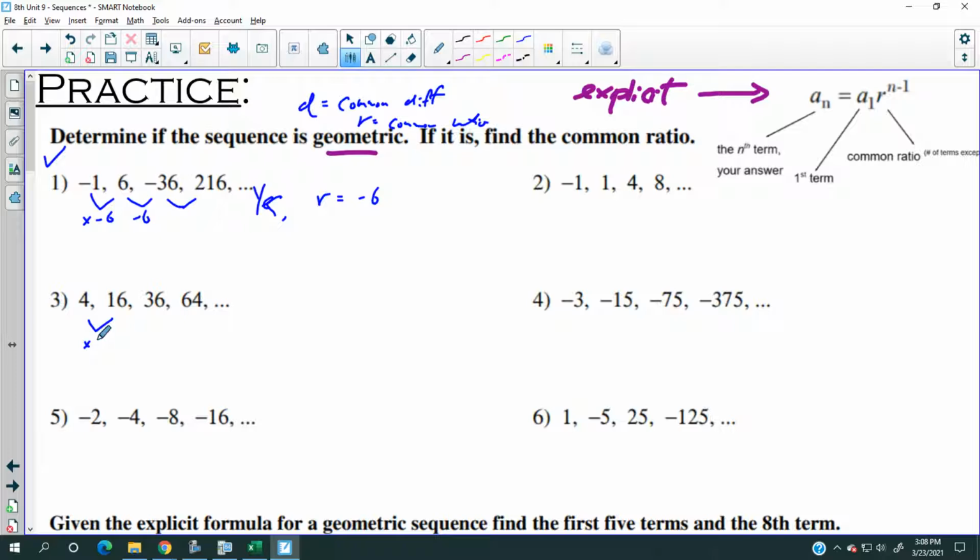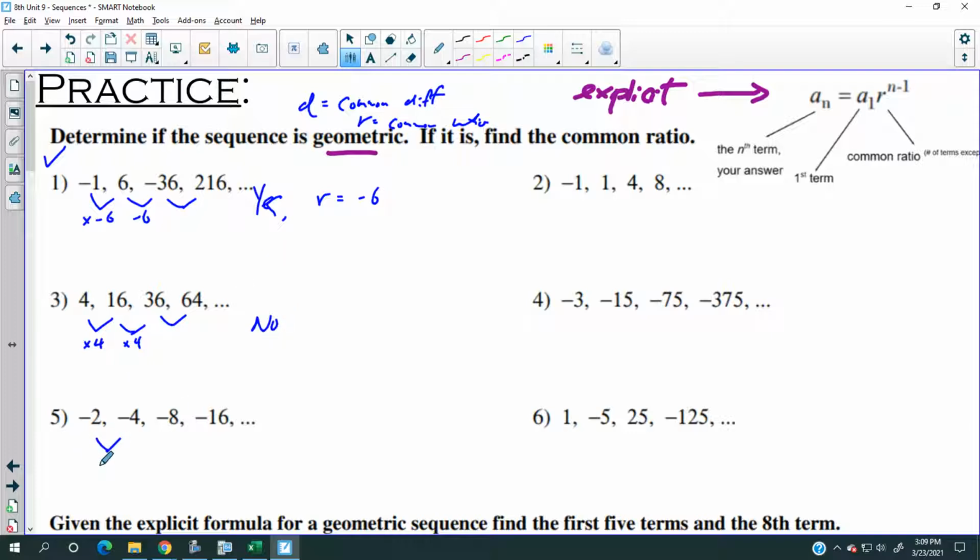What about this? Times 4, right? Now here's the problem. Is 36 times 4? No, it's 16 times 4. 4 times 4 is 16. But 16 doesn't times anything to give you 36. And then 36 times what? If you double this, 72. So it's nothing. Nope, not geometric, so we don't need to find a common ratio.